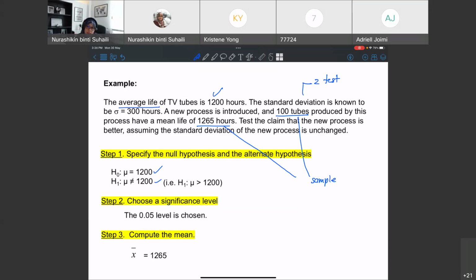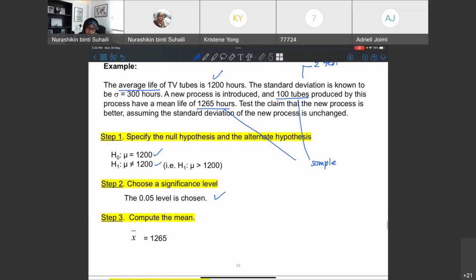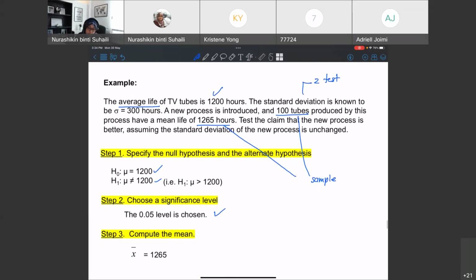So that's why it's important for you to understand the problem first. Identify which one is actually referring to the population values. Okay, 0.05, is it given in the question? No, so you have to choose by yourself. And then what else? This one is referring to the mean of the sample.